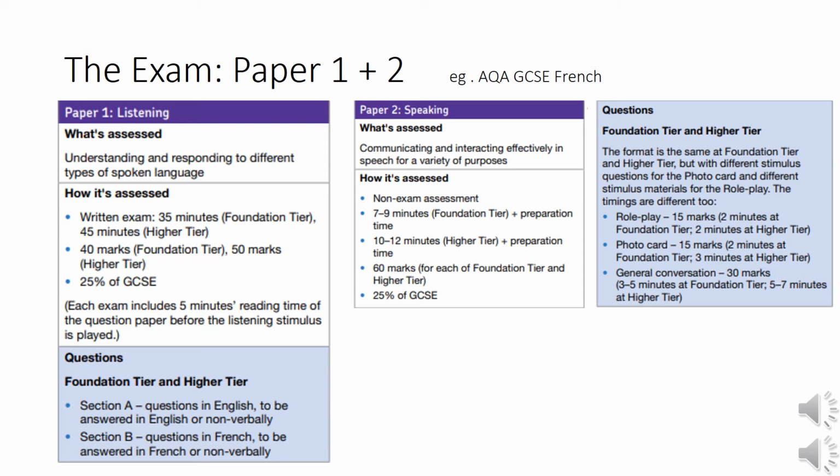The second and third prompts for this photo card are as follows. Tu préfères aller en vacances avec ta famille ou tes amis, et pourquoi? Do you prefer going on holiday with your family or with your friends, and why? And the third prompt you're given is Où es-tu allé en vacances l'année dernière? Where did you go on holiday last year?